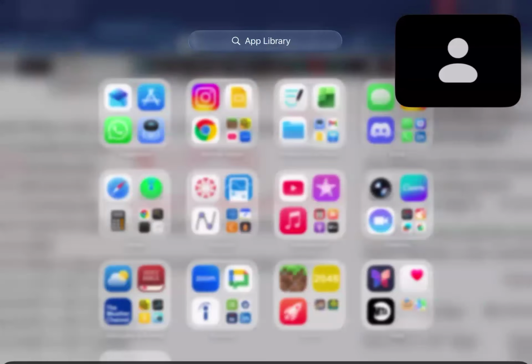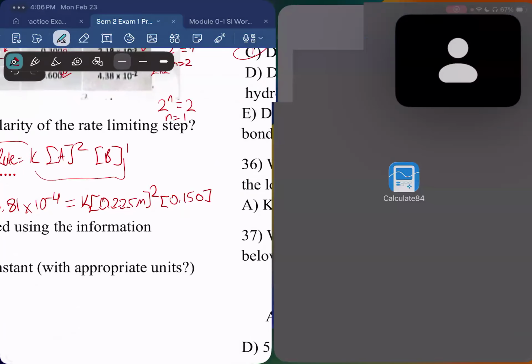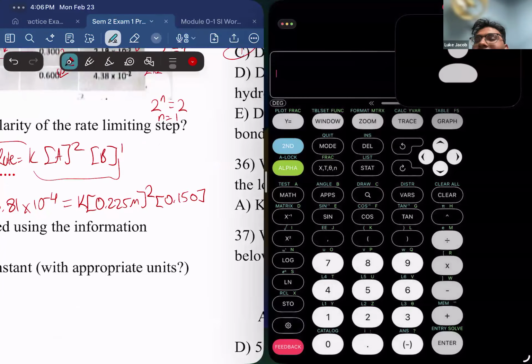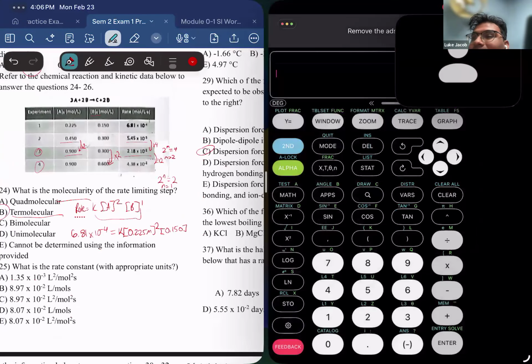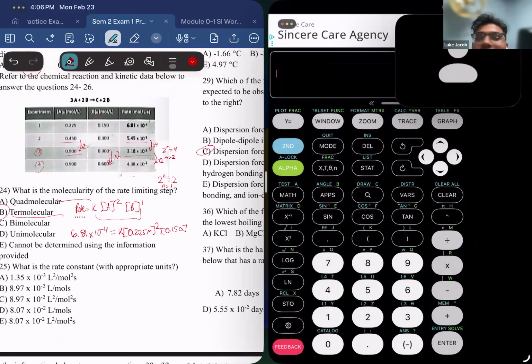I have this app called Calculate 84. Don't use this, because, I mean, you can use it for some things because it kind of mimics a calculator. So this is what I'm going to do: 6.81 times 10 to the negative 4, okay? And then divide it and put it in parentheses.